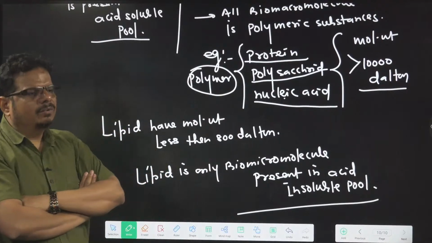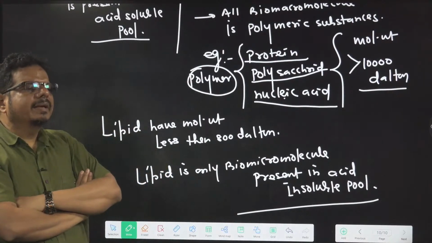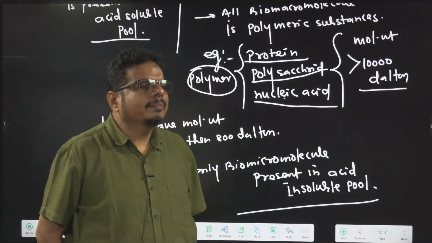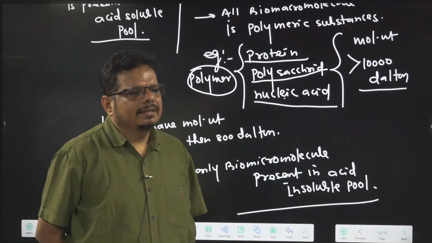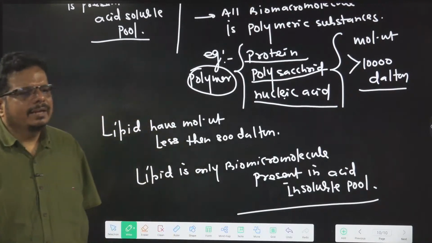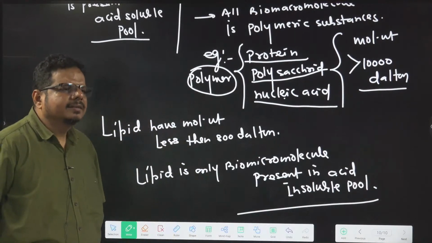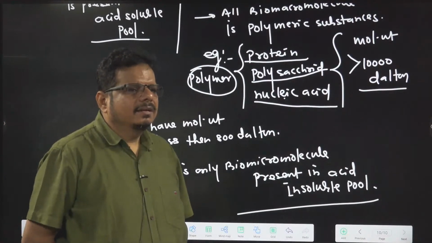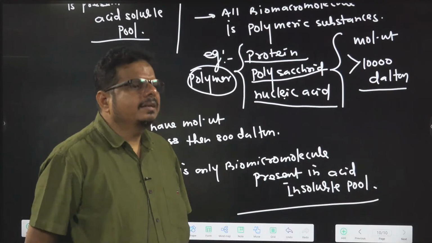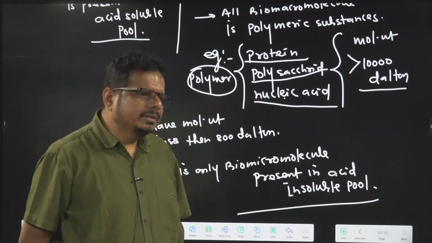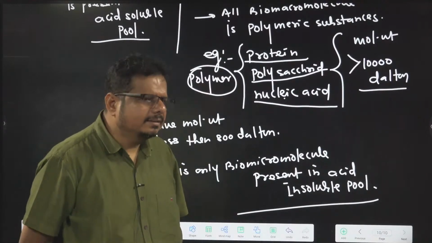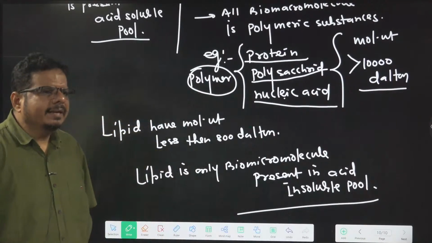So what answer will you give? That lipid forms vesicles, and these vesicles cannot pass through the filter. And that is the reason, besides having a small size, it is present in which one? Acid insoluble pool. Because it is present in the form of which one? Vesicles. So will you keep this line in mind or not?